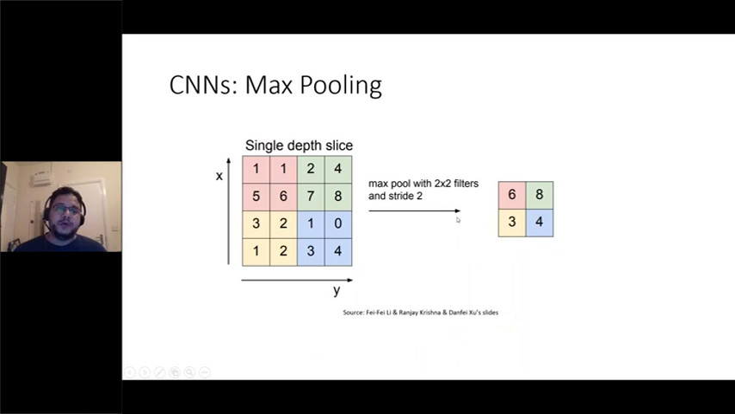So this is the max pooling that we can see here. We take the maximum here, so we divide our matrix by 4. Max pool with 2 by 2 filters and stride 2. That's what we use generally.